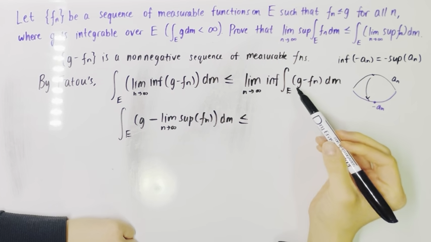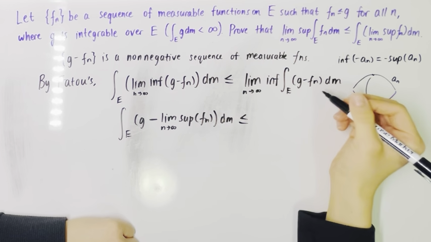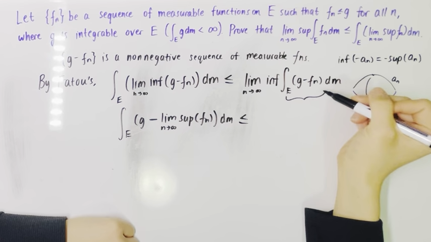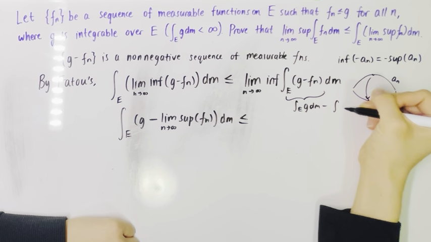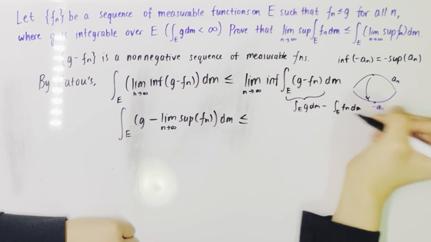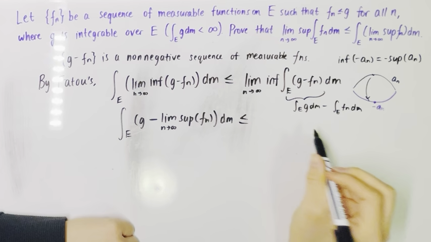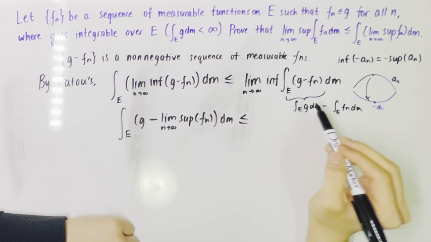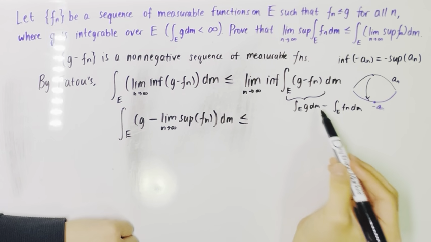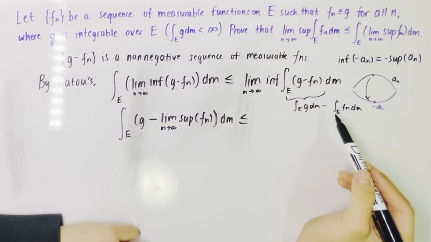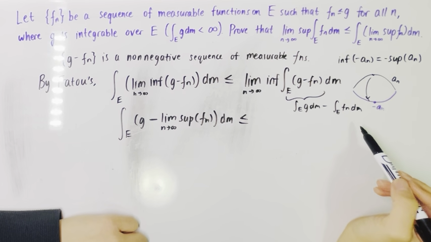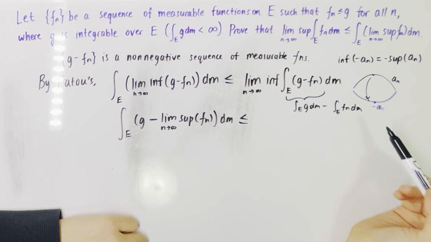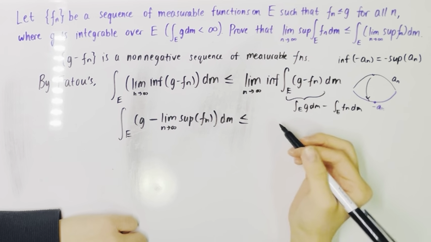Same here, so we can split this integral. So this is just going to be the integral of g dm minus the integral of f sub n dm. This is finite, so we don't have to worry about it being infinite. And then when we take the inf of this, the lim inf, this is going to still remain the same because it's not like a sequence of functions or anything. And this is going to turn into the negative lim sup.